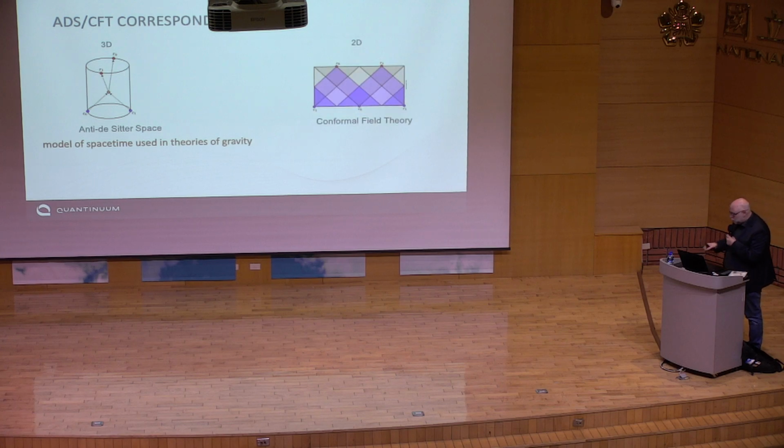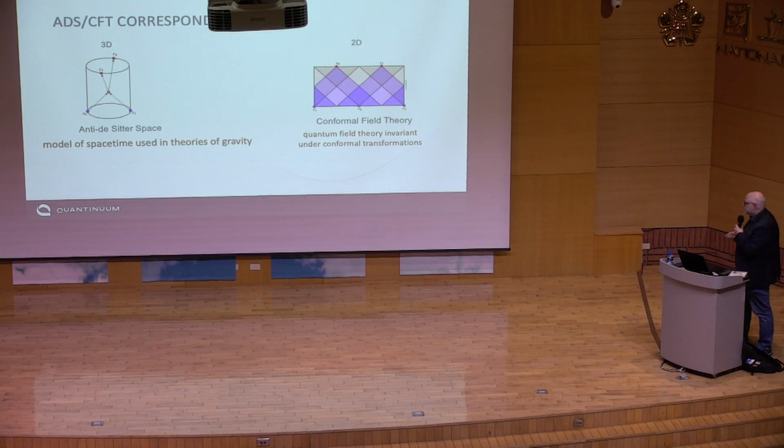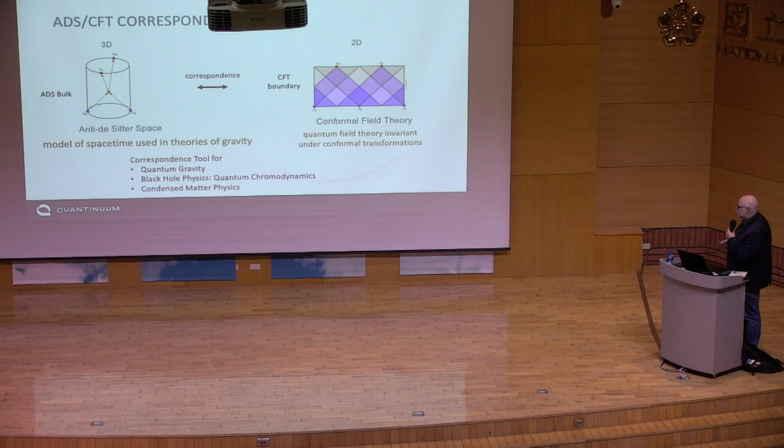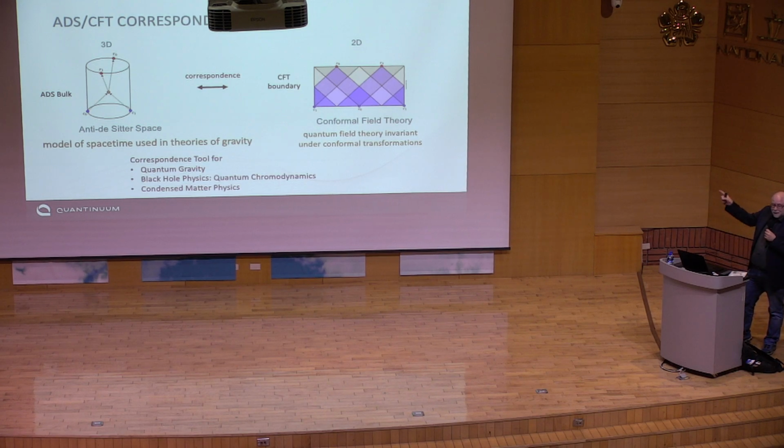And on the other hand, you have a two-dimensional space called conformal field theory, which is one dimension smaller than this one. This one has quantum field theory invariant under conformal transformations. And this correspondence says that whatever happens in this three-dimensional picture, there is a corresponding action on this two-dimensional conformal field theory. And this is very interesting. Everything that can happen here in the bulk, inside this little cylinder, has a corresponding explanation on the boundary of that cylinder, called the conformal field theory. This correspondence tool is used to study quantum gravity, but also black hole physics, quantum chromodynamics and even condensed matter physics. So this is a very interesting and very often used tool in this community.